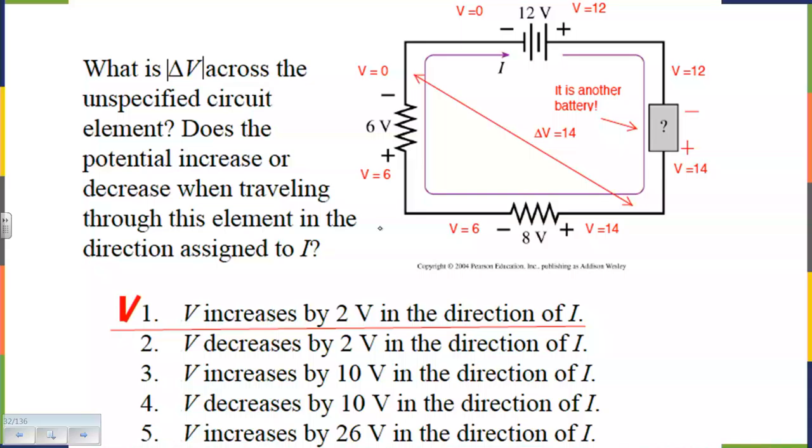Electric current still travels, well, it's very important to be able to describe correctly in words what is happening to electric current. The question is where? Electric current through this resistor travels.